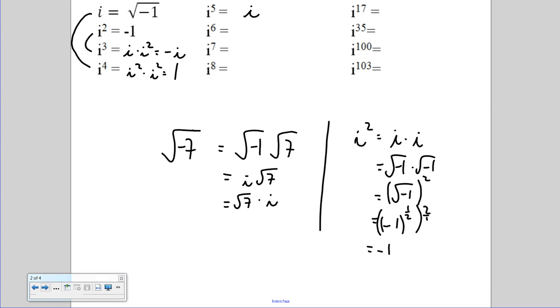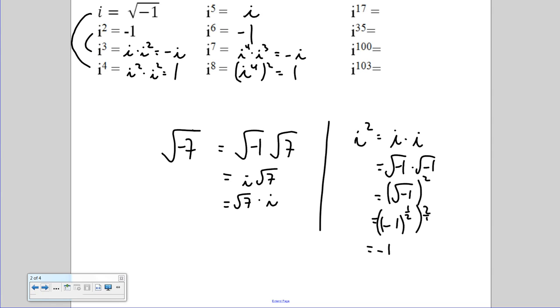i to the 6th. The easiest way to do this is to see what i to the 4th is, because that's equal to 1. Take out i to the 4th, you're left with i squared, which means that's going to be equal to -1. i to the 7th is the same thing as i to the 4th times i to the 3rd. i to the 3rd is -i, so that's just equal to -i. i to the 8th, you can also think about this as i to the 4th all squared, because it's i to the 4th times i to the 4th, that's equal to 1 squared, which is just 1.